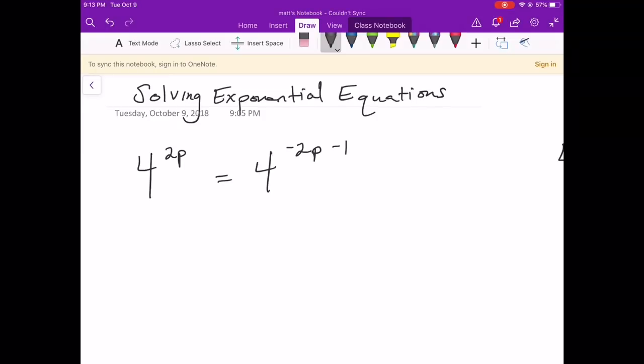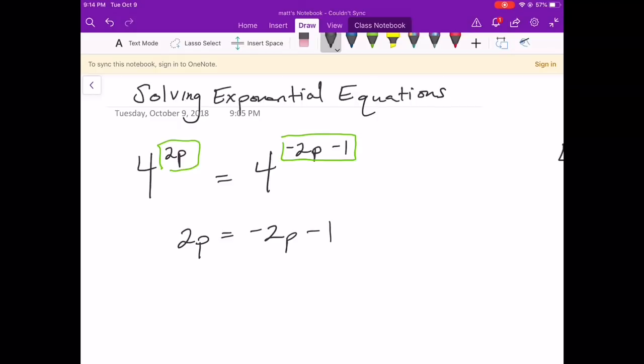For this first one, we've got like bases. So you see how both sides of this equation have a base of 4. Well, with a common base, you just focus on the exponents. So notice here, if 4 to the 2p is equal to 4 to the negative 2p minus 1, the exponents are going to have to be equal in order for these two things to be equal because of the like bases. So I can jump straight to setting the exponents equal to each other and then just solving for p.